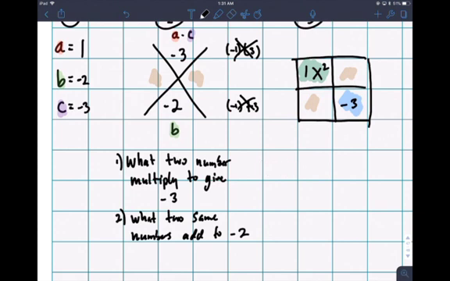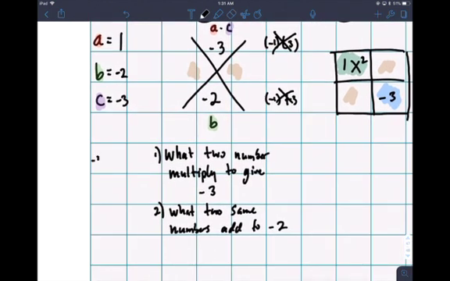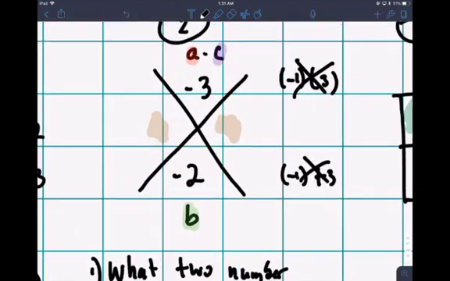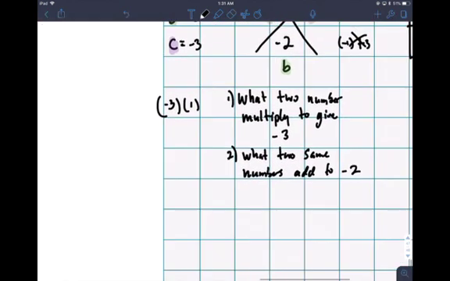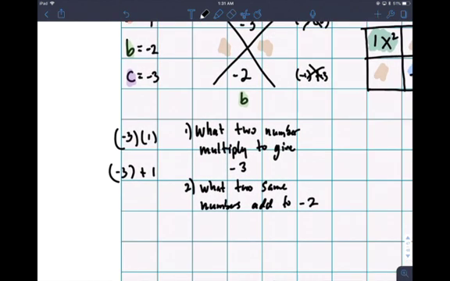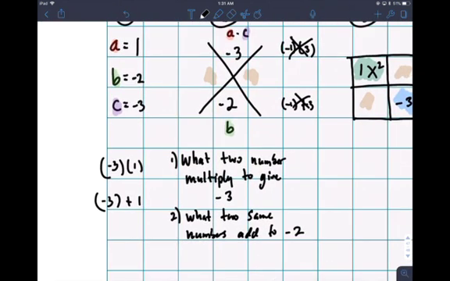I'll do it on the side. So -3 times +1, that's going to be -3. And what's -3 plus 1? It's negative 2. So notice that works. So the numbers that work are -3 and +1.